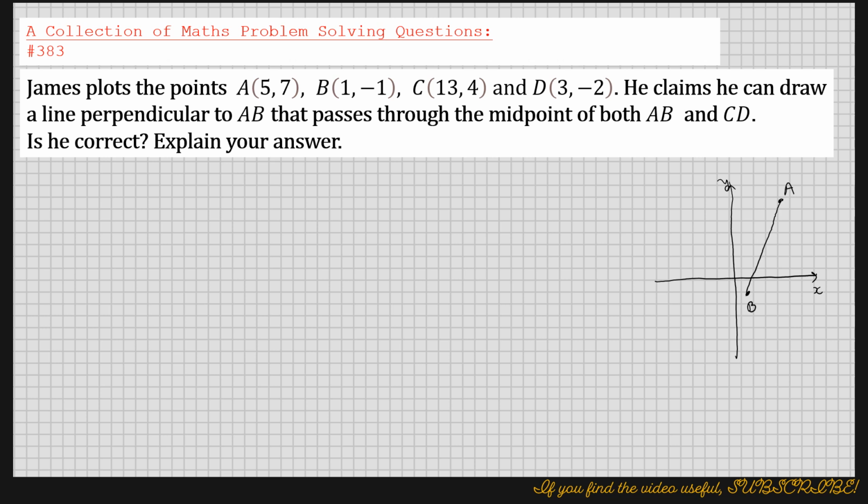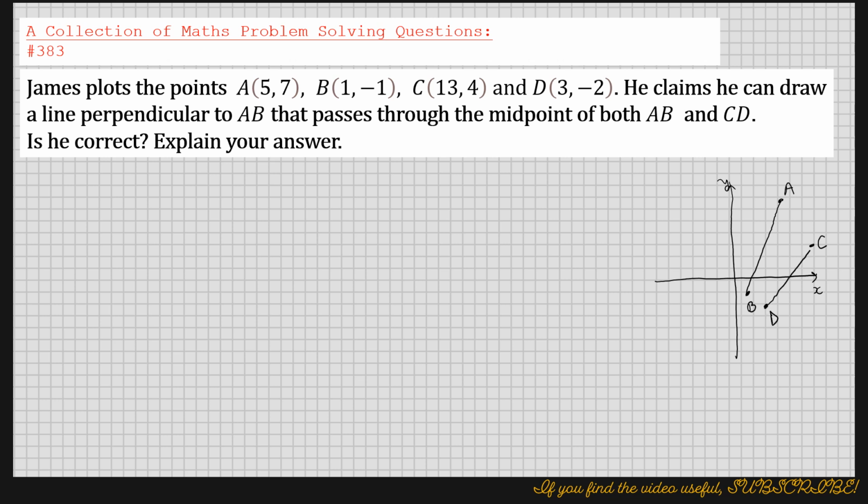So that's AB. And then the point C is (13, 4). So the x coordinate is 13 and y is 4. Maybe put it somewhere here. So that's the point C. And the point D is (3, -2). So somewhere here you'd have 3, and then -2 is somewhere here, approximately. So this is CD.